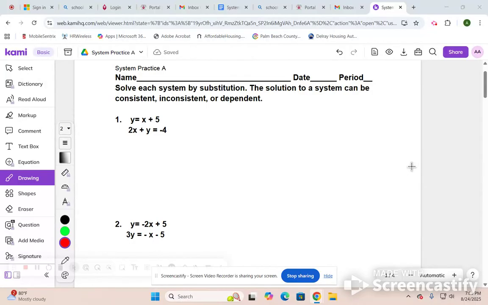When we're solving systems, we can describe the solution in one of three ways. We can say that the solution is consistent if we have one solution. We can say the solution is inconsistent if we have no solutions for that system, or dependent if the system has many solutions.